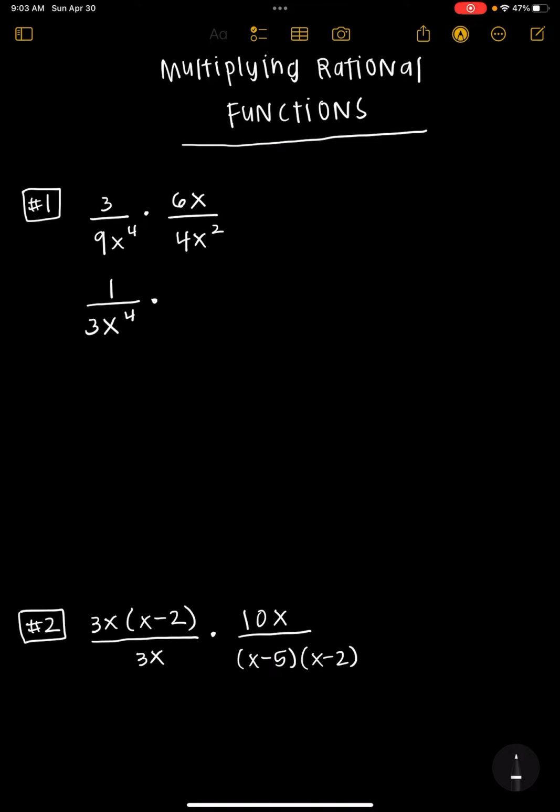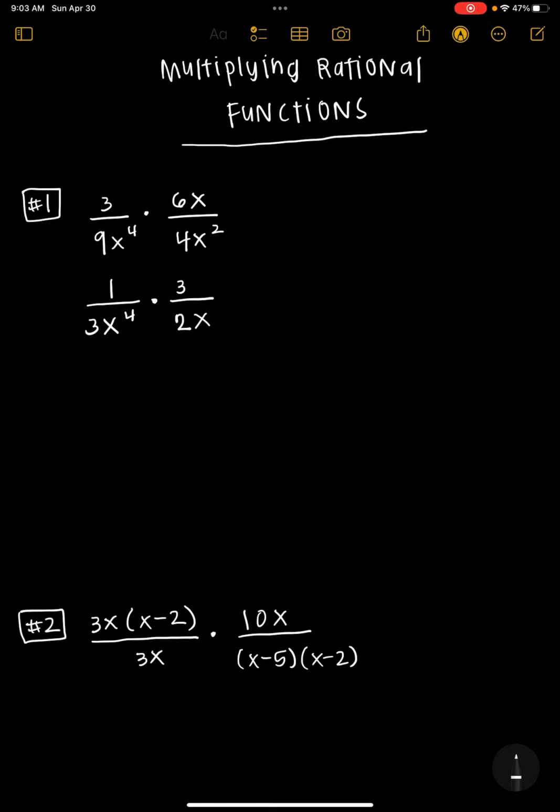Now, on the right fraction, I noticed that the coefficients, 6 and 4, are both even, which means I can divide them both by 2. 6 divided by 2 gives me 3, and 4 divided by 2 gives me 2. That's great. Now let's look at the x's. We have an x on top and 2 x's on bottom, which means I can take 1 x out of the top and 1 x out of the bottom. So the top just stays 3, and the bottom, you take 1 x out and you're left with just an x. So this is as simple as they'll go for right now.